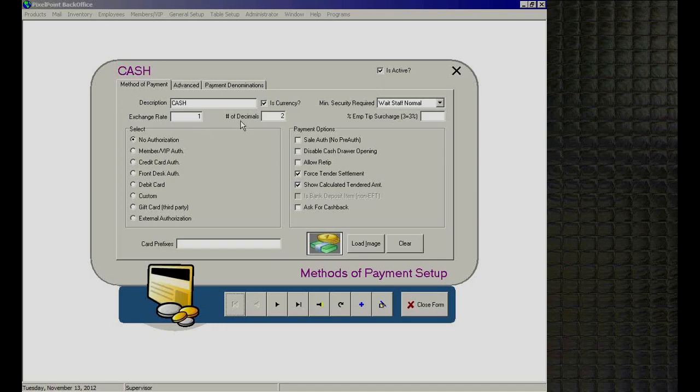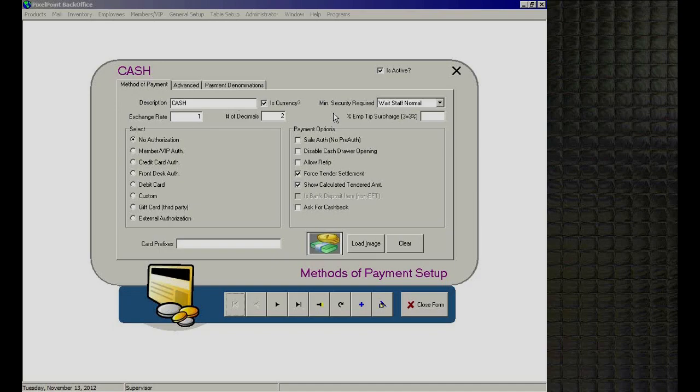All right, to the right of that, we have number of decimal places. Now, again, depending on the currency that you're working with, some of them have 0 decimal places. Some of them have 3 decimal places. So depending on what the currency happens to be. Anything North America and most parts of Europe, you'll be looking at 2 decimal places.